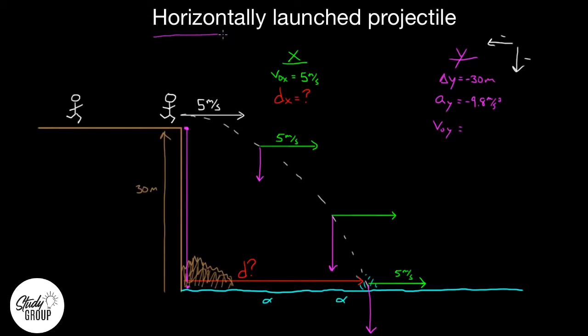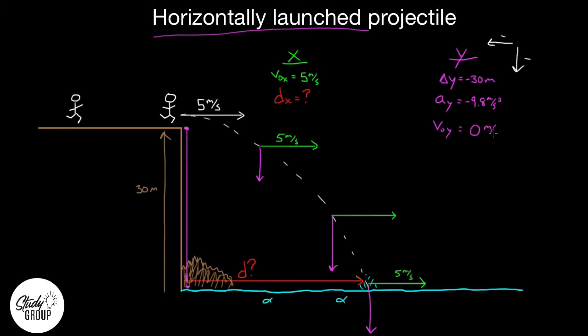That's why this is called horizontally launched projectile motion, not vertically launched projectile motion. So think about it. The initial velocity in the vertical direction here was 0. There was no initial vertical velocity. This person was not launched vertically up or vertically down. This person was just launched straight horizontally. And so the initial velocity in the vertical direction is just 0.